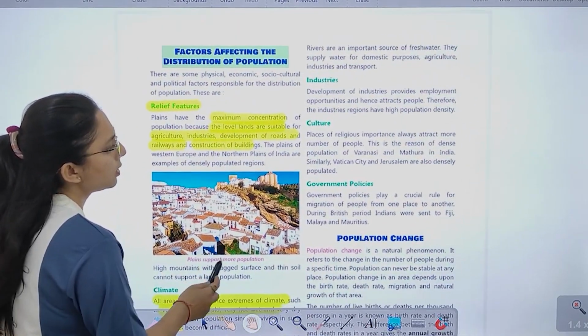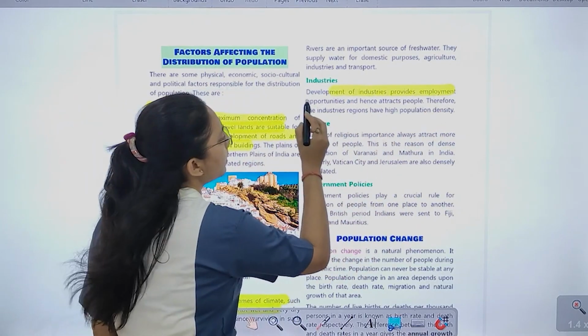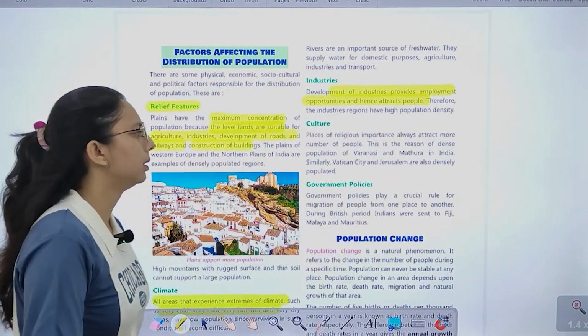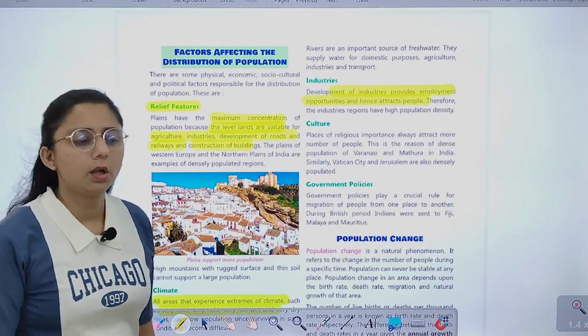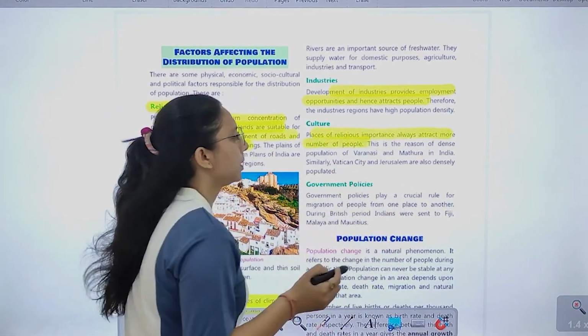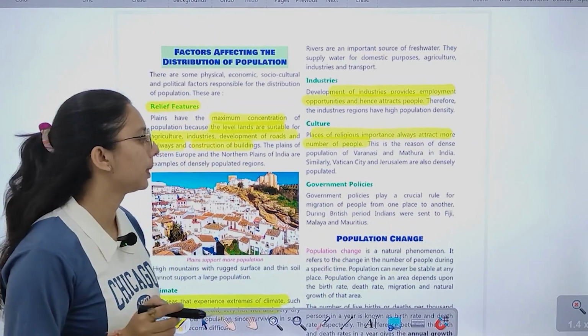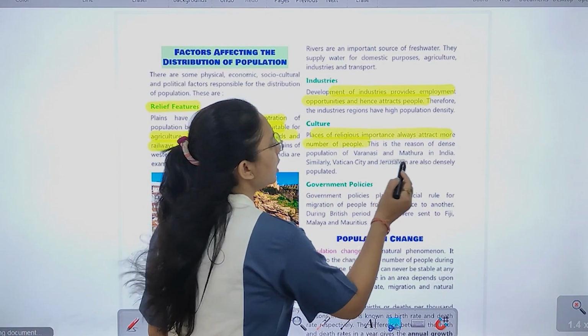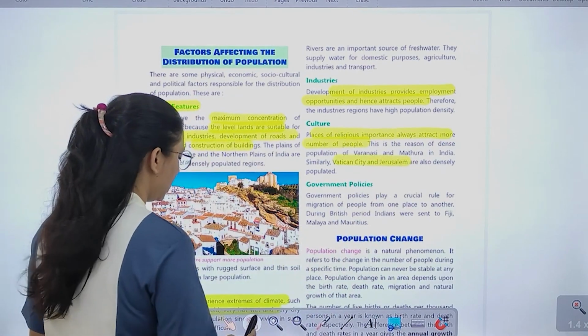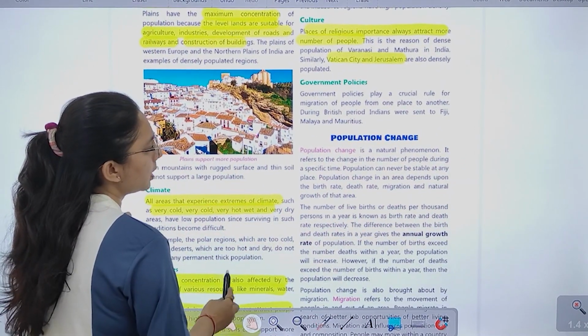If we talk about industries, development of industry provides employment opportunity and hence attracts people. If we talk about culture, places of religious importance always attract a number of people. This is the reason for the dense population of Varanasi and Mathura. Like Vatican City and Jerusalem, which are densely populated. Now government policy plays a crucial role, right?